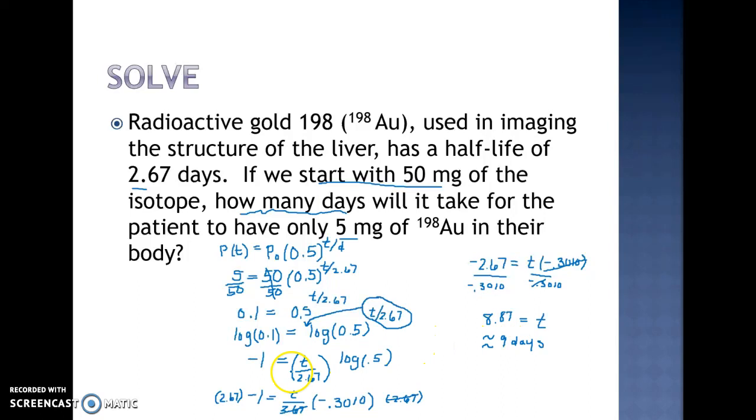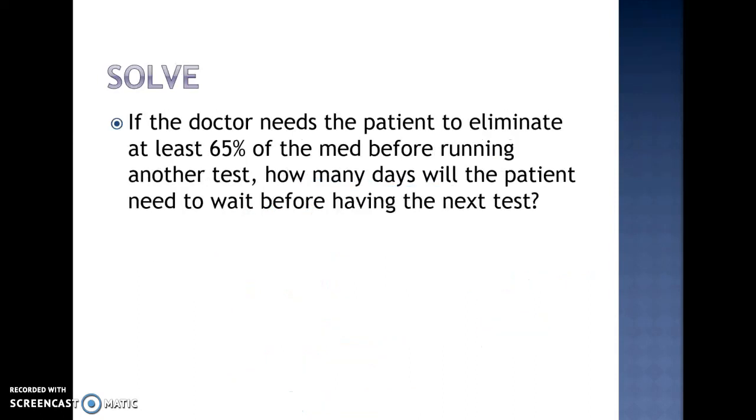So you'll remember that this problem had a second half. So we know the answer to the first half of the problem. It would take 9 days until this radioactive gold would reduce to just 5 milligrams with this procedure. So the next half of this problem says if the doctor needs the patient to eliminate at least 65% of the med before running another test, how many days will the patient need to wait before having the next test?